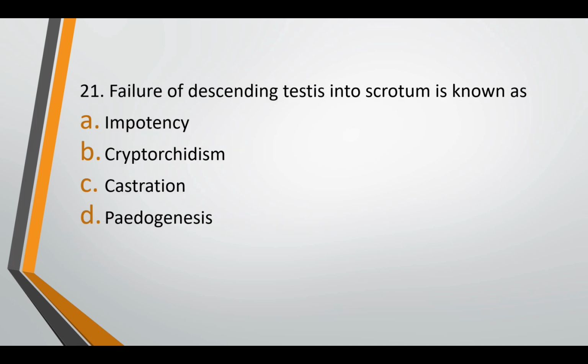Failure of the testis to descend into the scrotum is known as impotence, cryptorchidism, castration, or pedogenesis. Failure of descending testis into the scrotum is known as. Correct answer is option B, cryptorchidism.